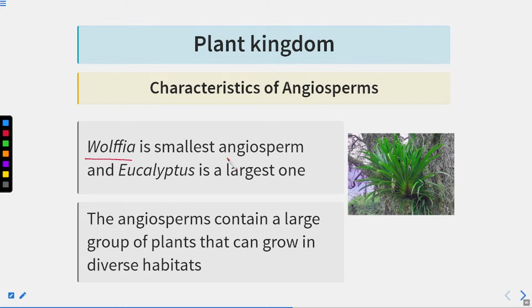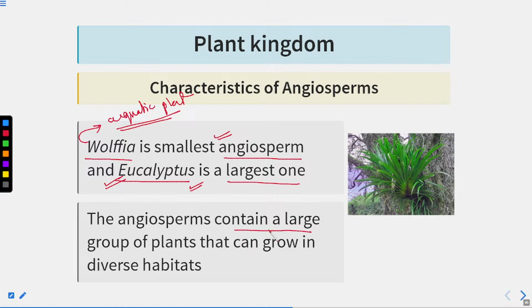Wolffia is the smallest angiosperm. This is an aquatic plant, Wolffia, right? And eucalyptus is the largest one. You must have seen this tree, the eucalyptus tree, okay? This Wolffia is the aquatic plant. This is the smallest angiosperm, and eucalyptus is the largest one.